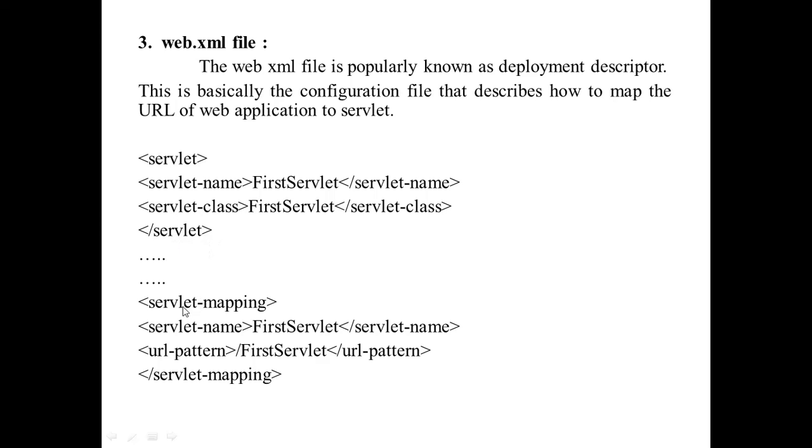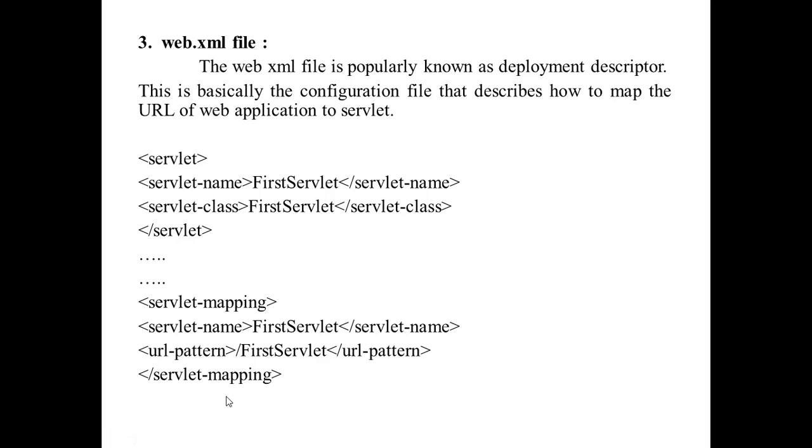After that, open the servlet-mapping. In that, also open the servlet-name. My servlet name is FirstServlet. Close the servlet-name. Open the url-pattern, and in that give the pattern for FirstServlet, and close the url-pattern. After that, close the servlet-mapping.